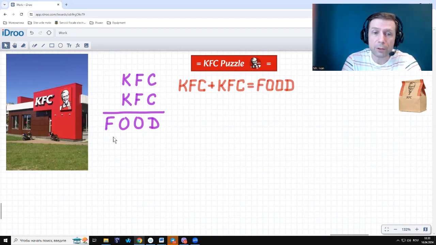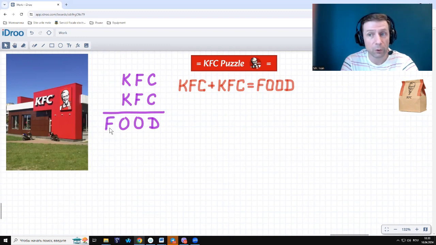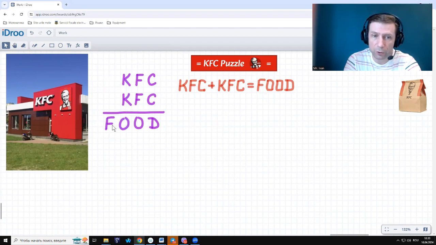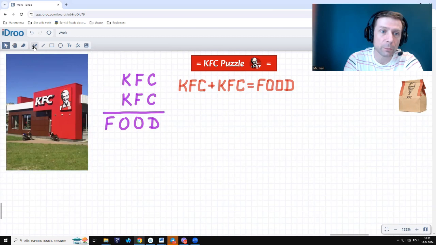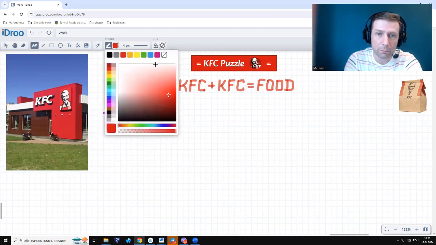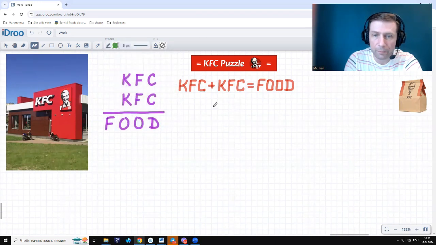So if we think of F, where does F come from? F comes from the addition K plus K, and the only option for F to exist in general is that K plus K is greater than or equal to 10. So we could mention this: K plus K is greater than or equal to 10.